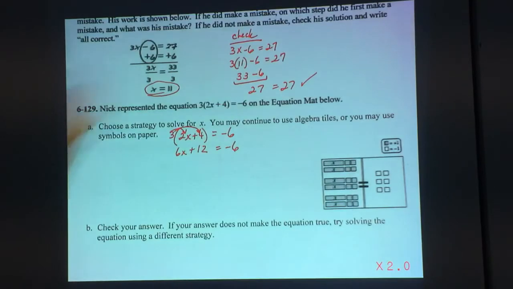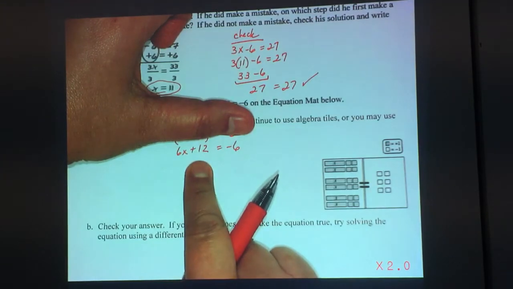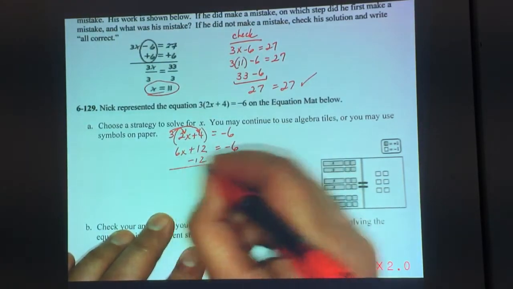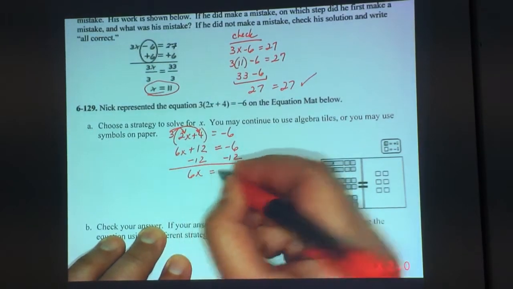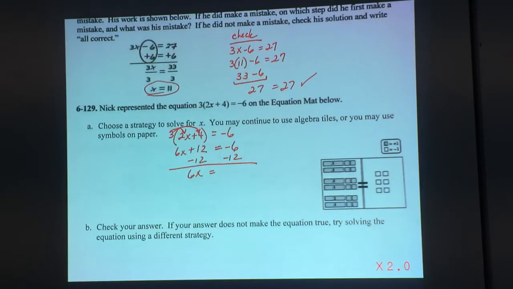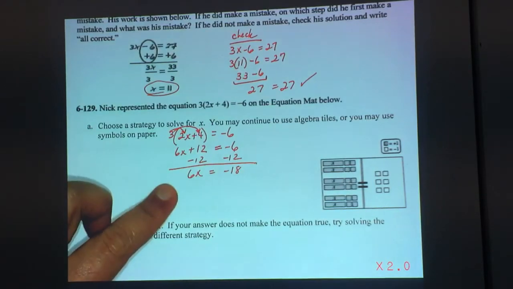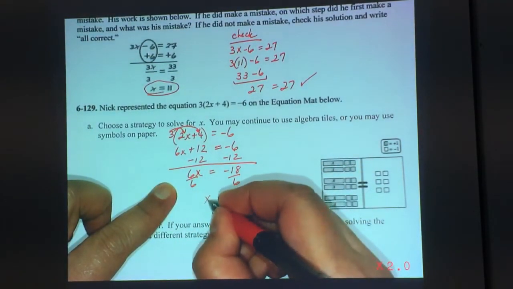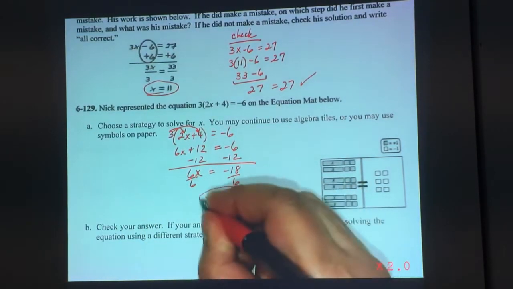Okay, so now we have that equation we're solving. So what is the opposite of adding 12? Subtracting 12. Why am I doing it to both sides? So it stays equal. So then now I have 6x here equals, what's negative 6 with a negative 12? Negative 18. So then how do I undo this 6? Meaning, what's the opposite of multiplying by 6? Divide by 6. What is negative 18 divided by 6? It is negative 3. I'm going to circle that.